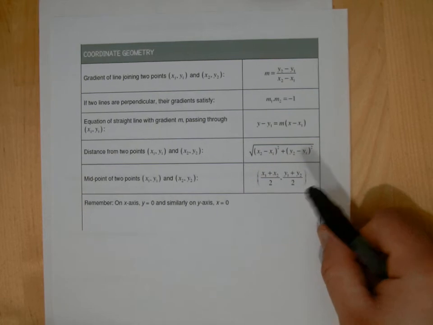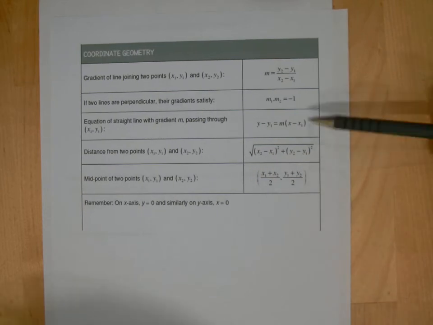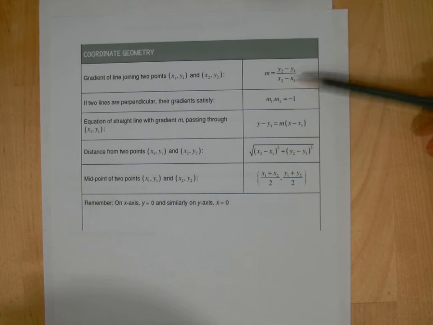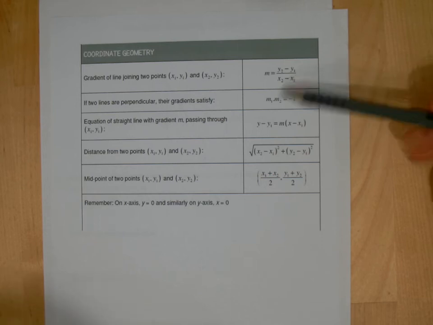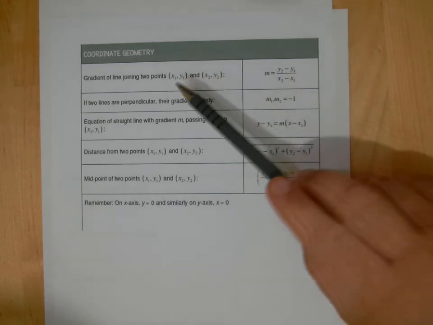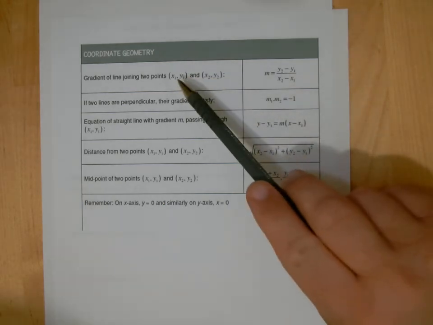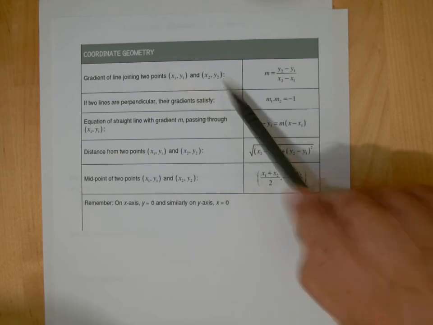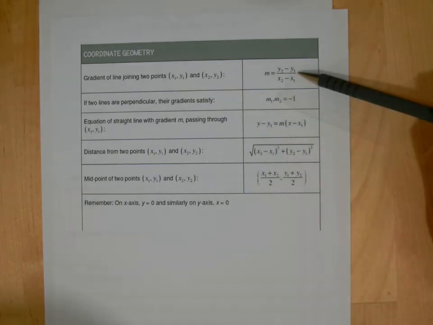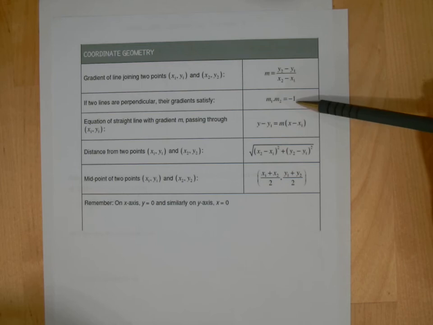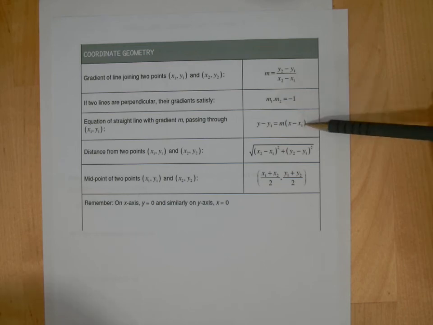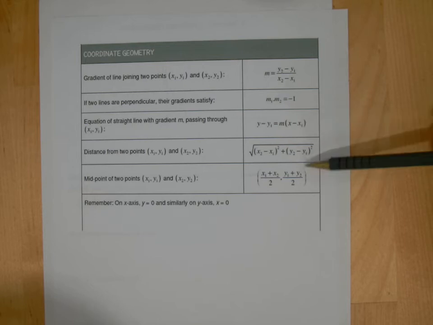Okay, so for coordinate geometry, we need to make sure that we memorize these results. That's the result for the gradient of the line joining 2 points, where we define each of the points in terms of the coordinates here, so x1, y1, x2, y2, so that will be the gradient there. If we've got two lines which are perpendicular, right angles to each other, we can use this result. That's the equation of a straight line.